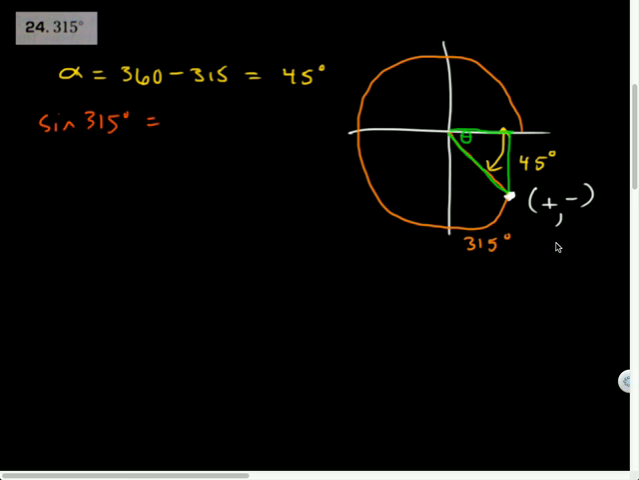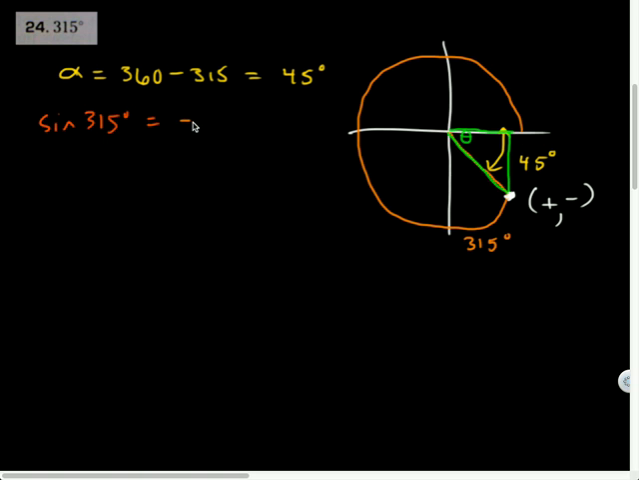Can't we still get the same answer? 315 minus 270, no cheats. Well, that coincidentally happens to also equal 45. But that would be wrong because the reference angle is always measured to the x-axis, not the y-axis.